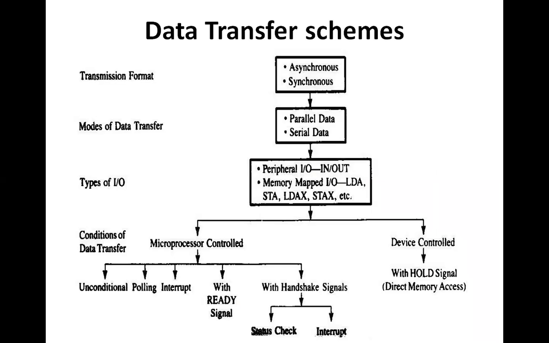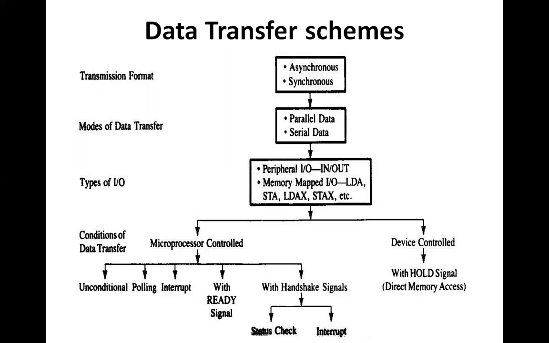Now, in general, whenever we have to categorize the different data transfer schemes, it depends upon many things. There are certain parameters based on which the data transfer schemes can be classified. The first parameter is the transmission format. Based on this parameter, we have two kinds of data transfer. One is called asynchronous data transfer, and the second one is synchronous data transfer.